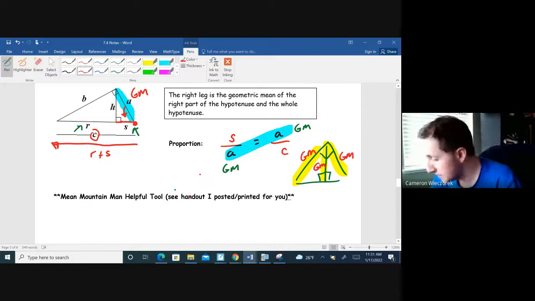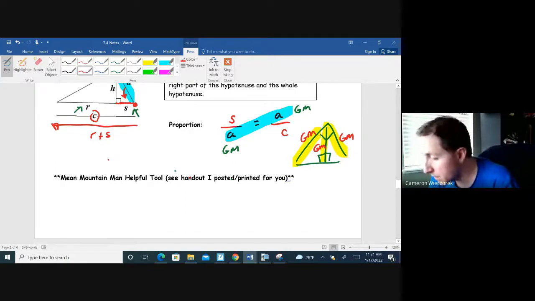Now I know it's kind of hard to remember. That's a lot of random pieces getting put together, but there is a little tool that I'm going to show you to help you, which we call Mean Mountain Man. So he is a skier, and I did link this digitally for you on Classroom, and I will print you a copy when I get back.